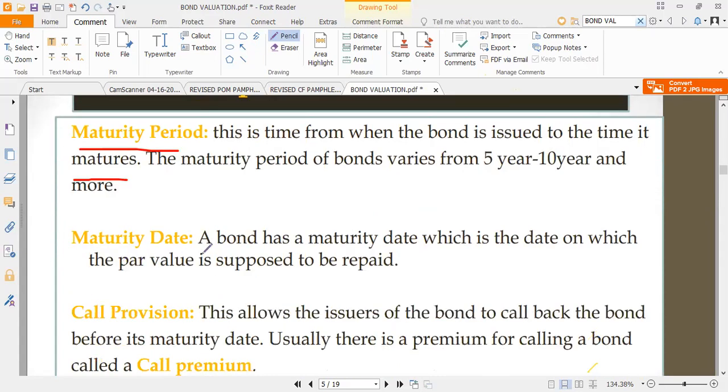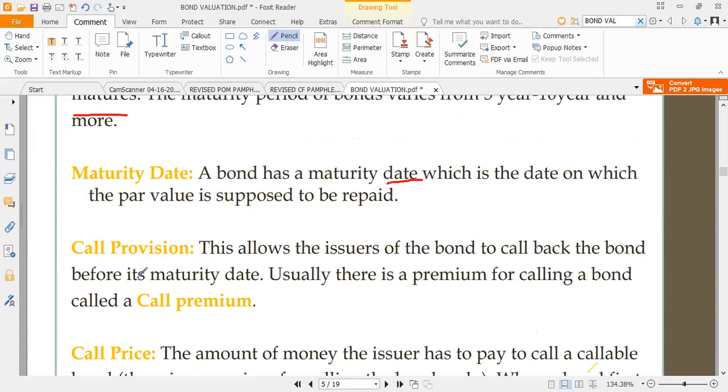And the maturity date is actually the date on which the par value of the bond is supposed to be repaid. The date on which the par value is supposed to be paid, that's called the maturity value.